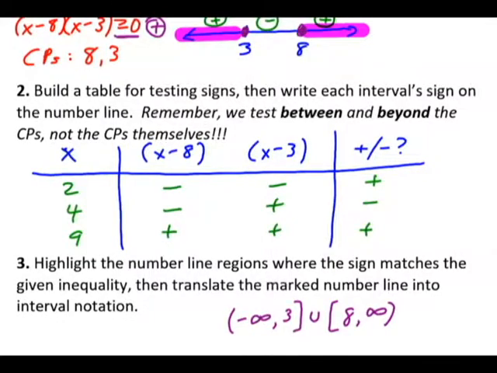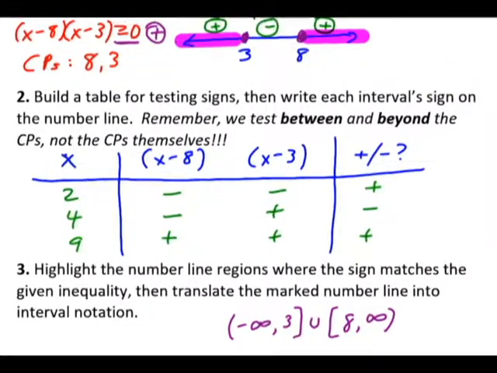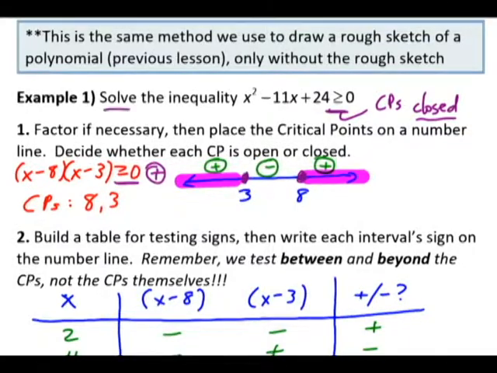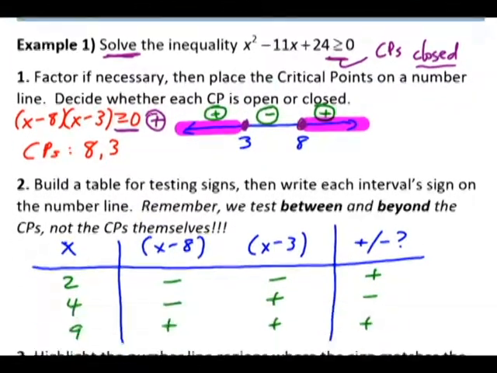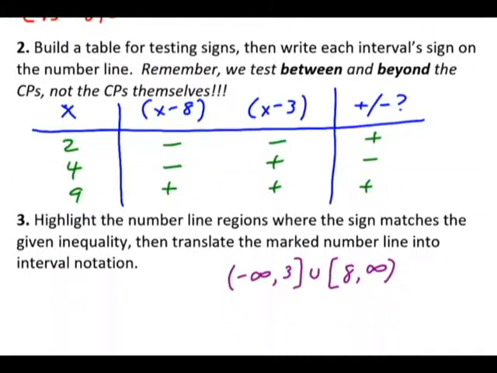Recall that our directions told us to solve the inequality. That means we make a statement involving x. So, recall that interval notation is a form of set notation, and so the correct way to state this is x is a member of that set. We've seen this symbol before. That is a set membership operator.